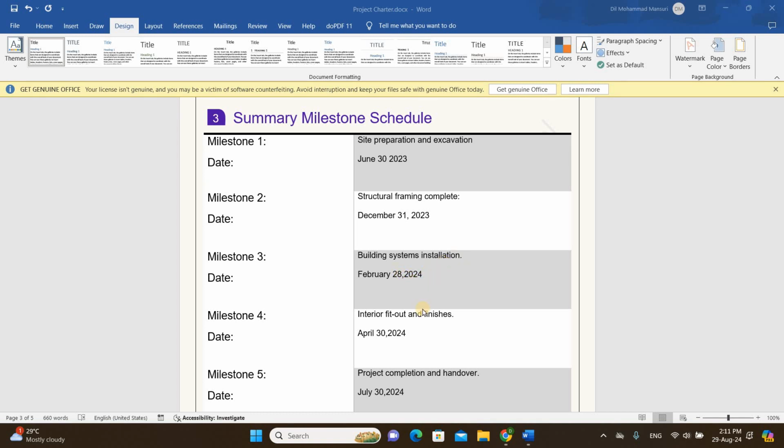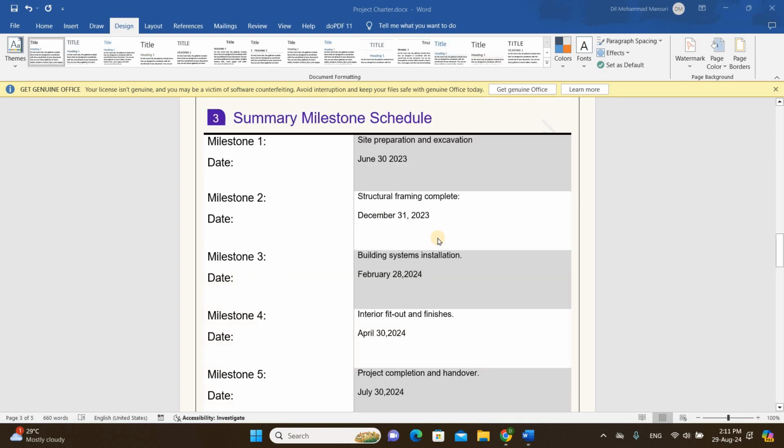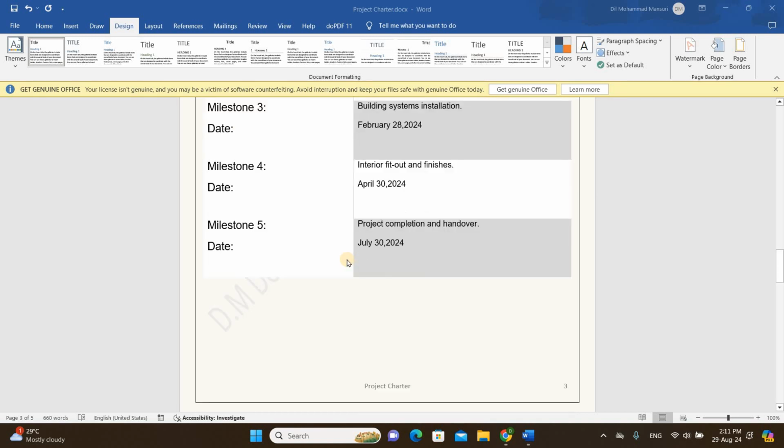So we mention the milestone for interior fit-out and finish. This is the milestone we can mention, or we can write milestone 5: project completion and handover. These are the major milestones which we are going to achieve in the different phases of the project. We have to mention that.